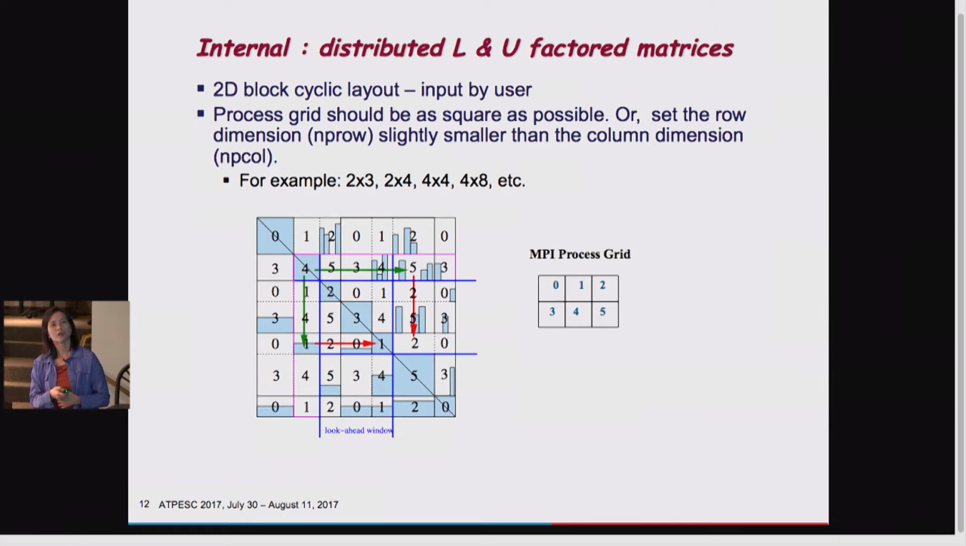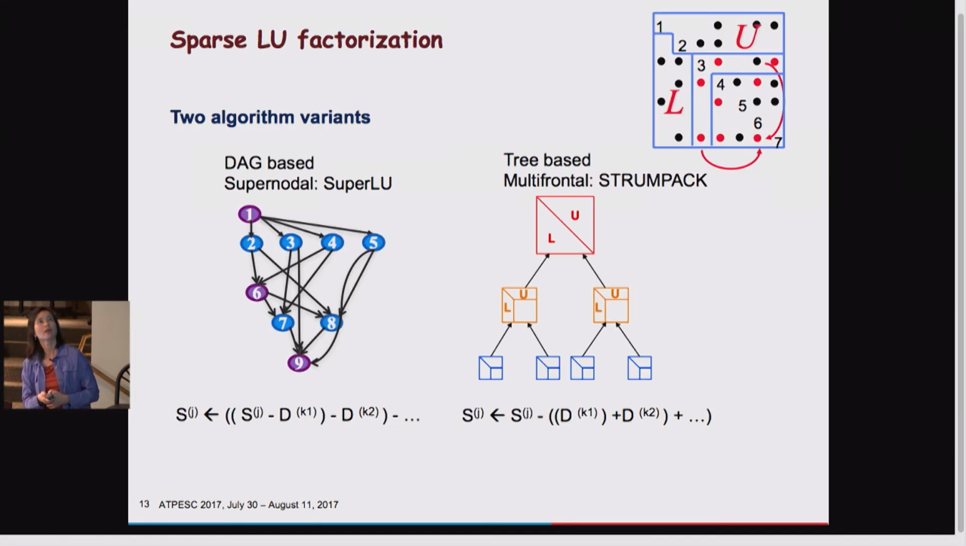But of course, it's very complicated for sparse matrices. You only store the non-zero blocks in this 2D block cyclic layout. So the only thing the user needs to input is to set up this process grid. And you want to give the process grid as square as possible. If it's not a power of 2, then you give a row dimension slightly smaller than the column dimension. So 2 by 4 is better than 4 by 2, and 4 by 8 is better than 8 by 4, etc.